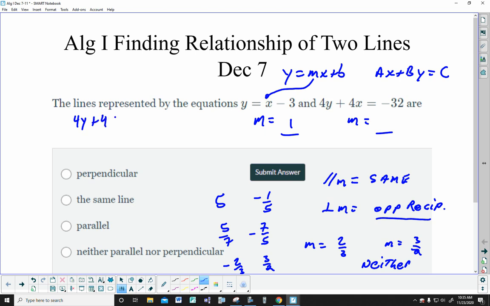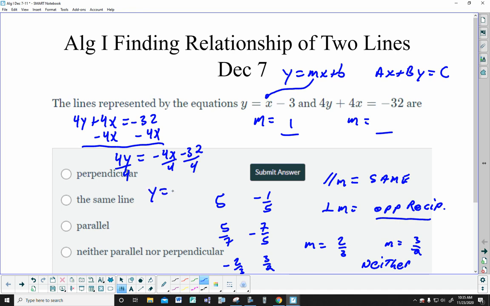Notice there's no m in this, so I have to solve for y. 4y plus 4x is equal to -32. I'm going to start by subtracting the 4x from both sides, so I have 4y is equal to -4x minus 32. Then I'm going to divide the 4 out of each term, so you get y is equal to -1x minus 8. So the slope of this line is -1.